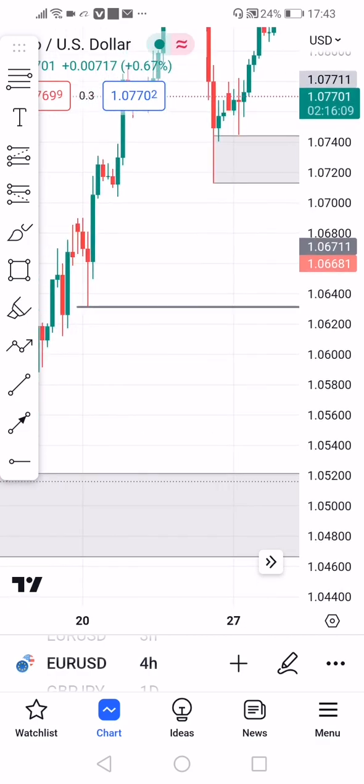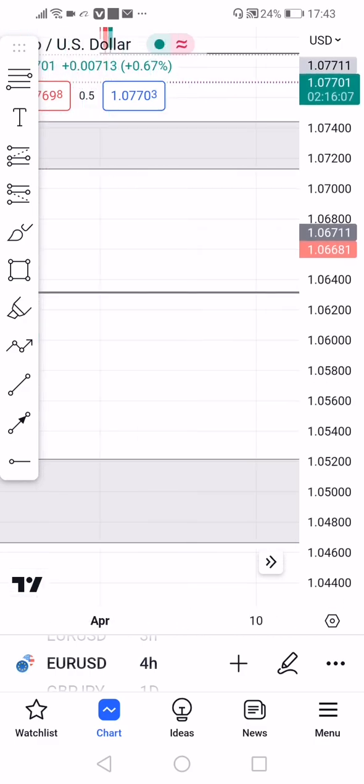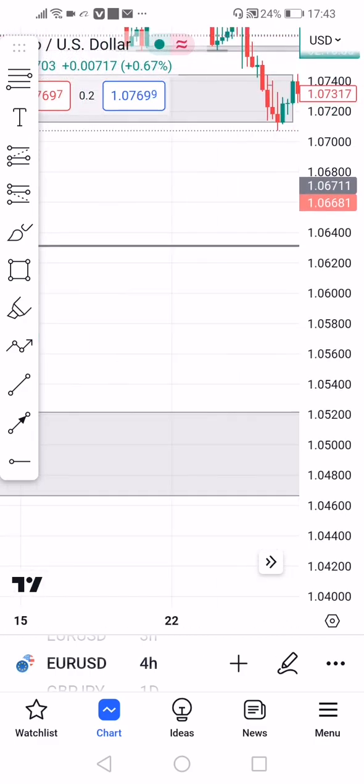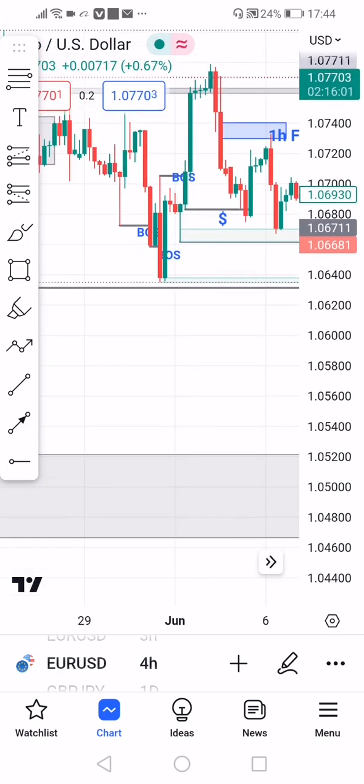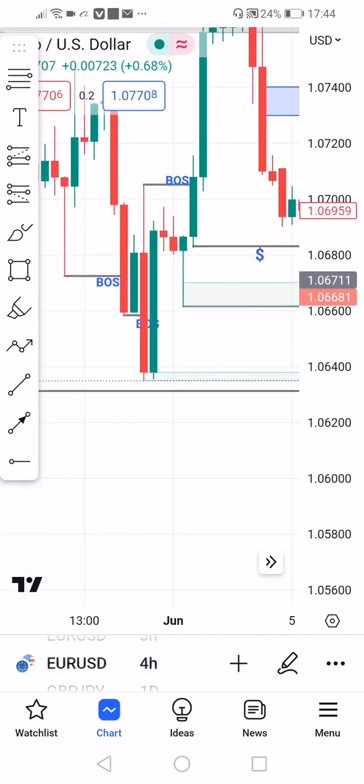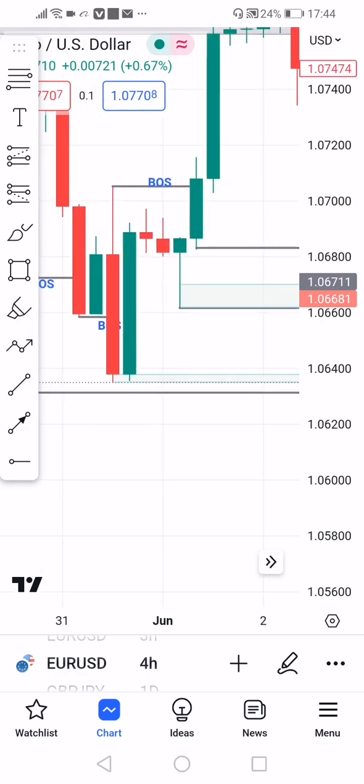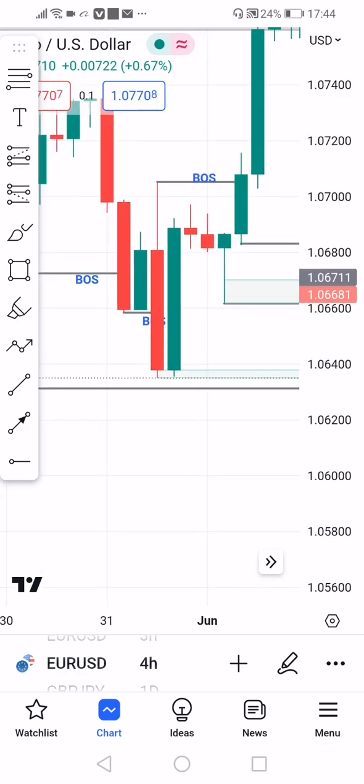I wanted to see how price would react on this area here. And when price came, it broke structure to the downside. As you can see, it broke structure to the downside, creating another low here. I hope you can see that. Price created a low.